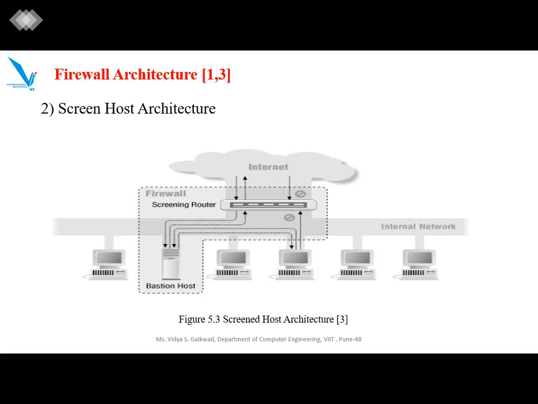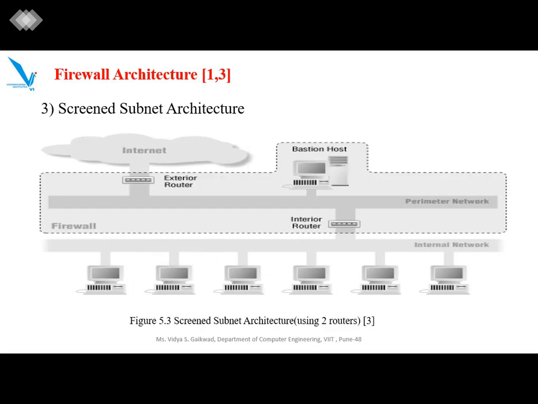So this was related to the screen host architecture. Now let's see the third type of architecture, that is screen subnet architecture. This architecture is functionally similar to the screen host architecture, the second type, but it provides some extra security. So it gives strength to the security of the firewall by adding a perimeter network, which helps in further isolating the internal network from the internet.